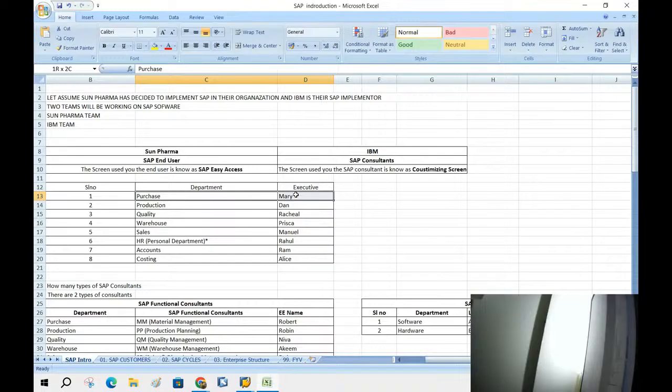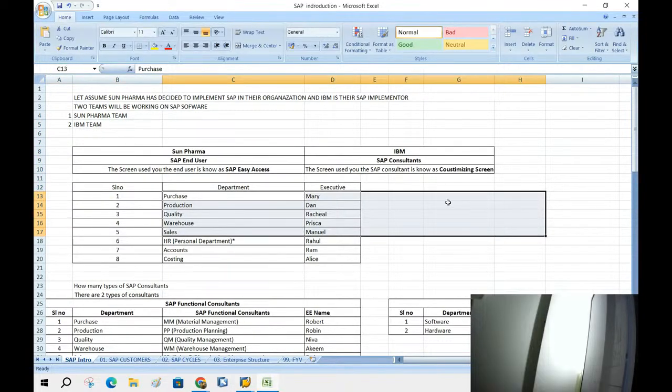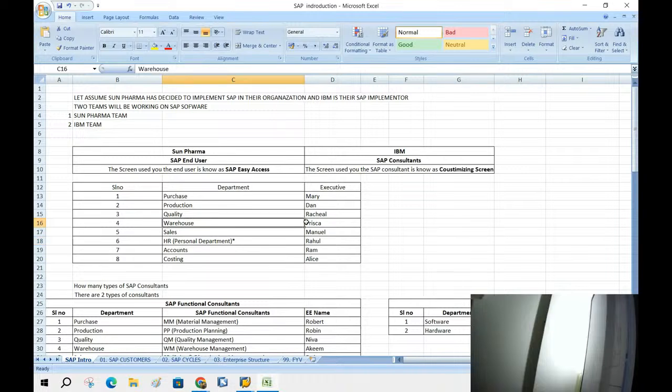So once Mary has procured all the raw material, she is going to hand over that raw material to whom? She is going to bring it and keep it in the warehouse department where it is stored. Now from the warehouse department, the raw material will be converted into finished goods by which department? The production department. Yes or no? By Dan.